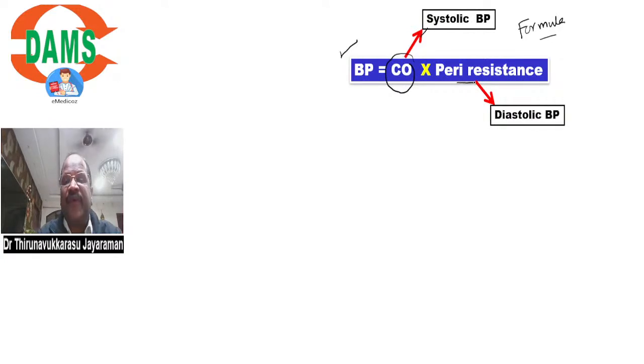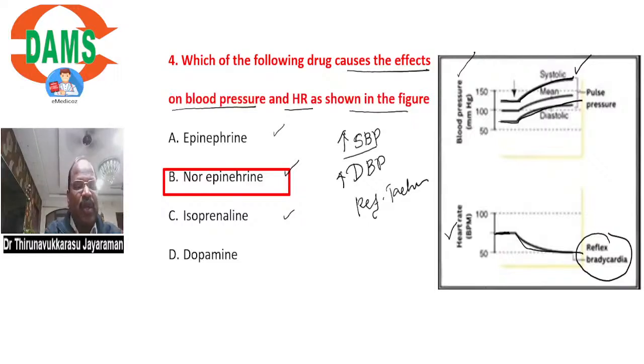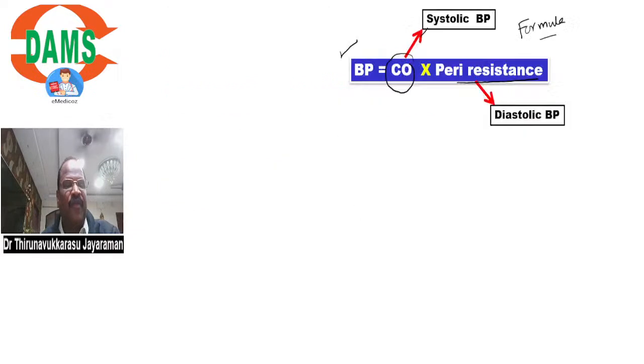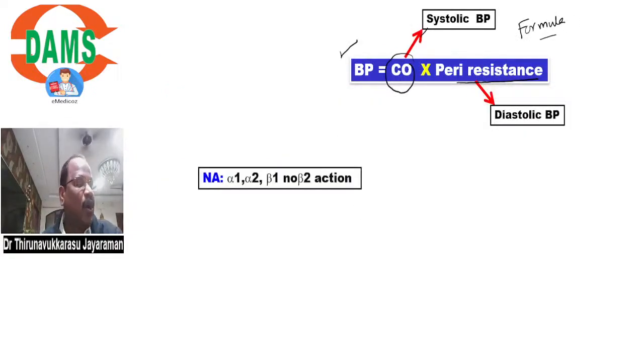And peripheral resistance indicate diastolic BP. Okay, so now I am going to apply the formula. For example, look at the question. You have options: isoprenaline, norepinephrine, epinephrine, dopamine. Now look at it. If I give noradrenaline, what happens to BP and heart rate? Look at the points.